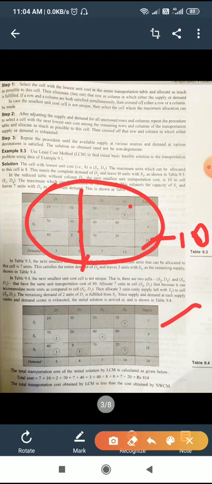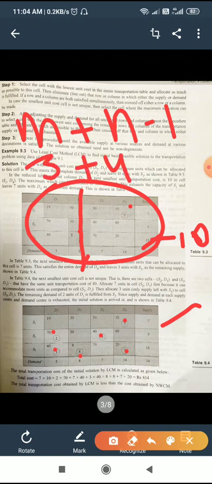Similarly, for a non-degenerate solution we check that m plus n minus 1 cells should be occupied. Here the number of occupied cells is 1, 2, 3, 4, 5 and 6, and m plus n minus 1 is equal to 3 plus 4 minus 1, which is equal to 6. So 6 cells are occupied. The solution is non-degenerate, and the total transportation cost in similar fashion is 814 rupees. So this is the least cost method.